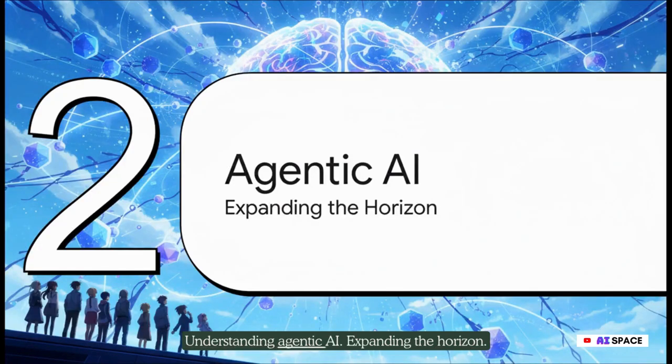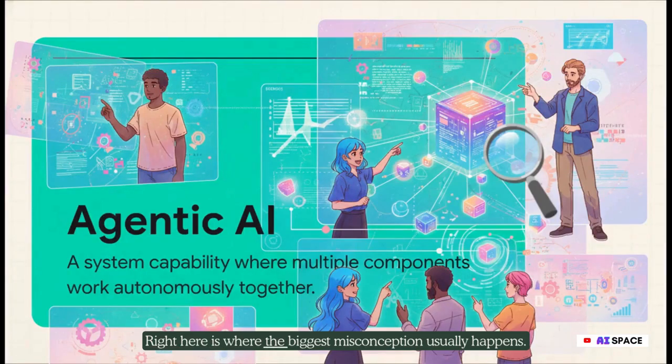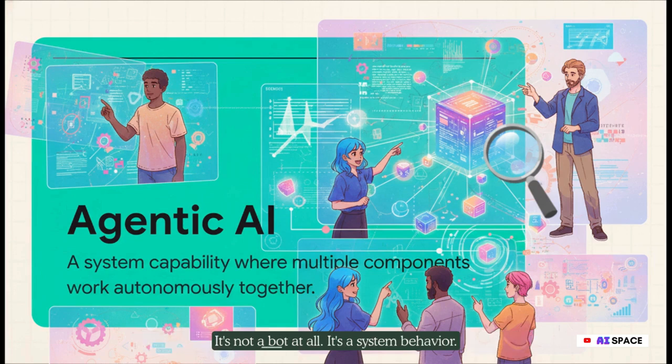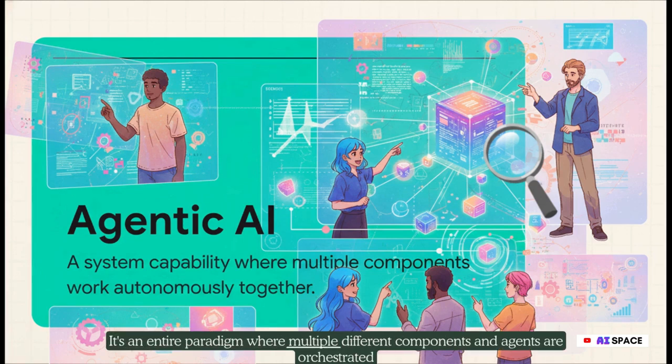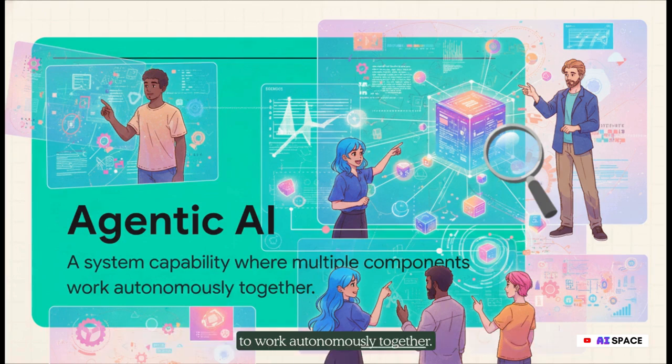Understanding agentic AI, expanding the horizon. Right here is where the biggest misconception usually happens. Agentic AI is not just a bigger, smarter bot. Actually, scratch that. It's not a bot at all. It's a system behavior. It's an entire paradigm where multiple different components and agents are orchestrated to work autonomously together.